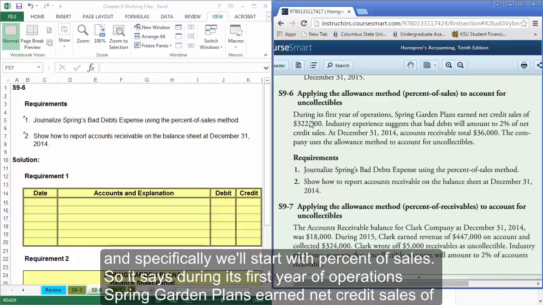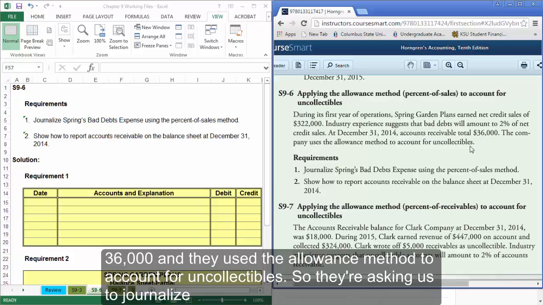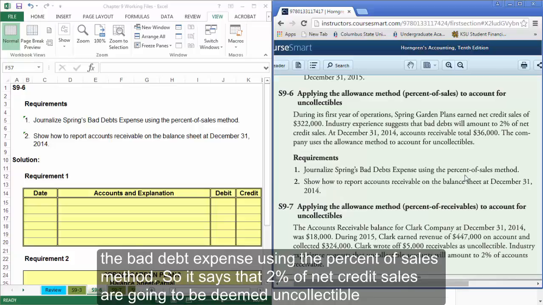It says during its first year of operations, Spring Garden plans earned net credit sales of $322,000. Industry experience suggests that bad debts will amount to 2% of net credit sales, and at December 31st, accounts receivable totaled $36,000. And they use the allowance method to account for uncollectibles. So they're asking us to journalize the bad debt expense using the percent of sales method. It says that 2% of net credit sales are going to be deemed uncollectible.